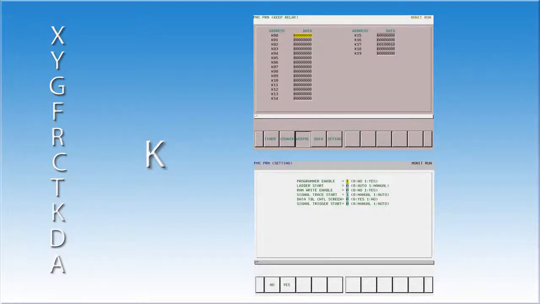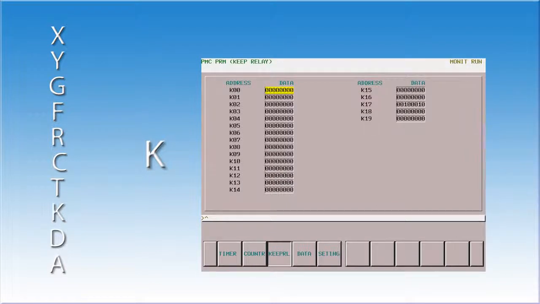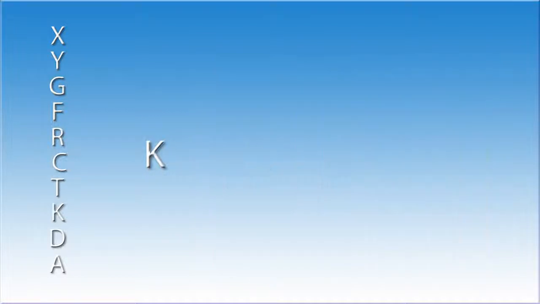A keep relay is set by going to a keep relay data table. The information is stored as a binary pattern. Once the keep relay is set, the control will remember its last state, a 1 or a 0. When the power to the machine is turned off and back on again, the PMC will look at the keep relay table and set the appropriate contacts high or low.